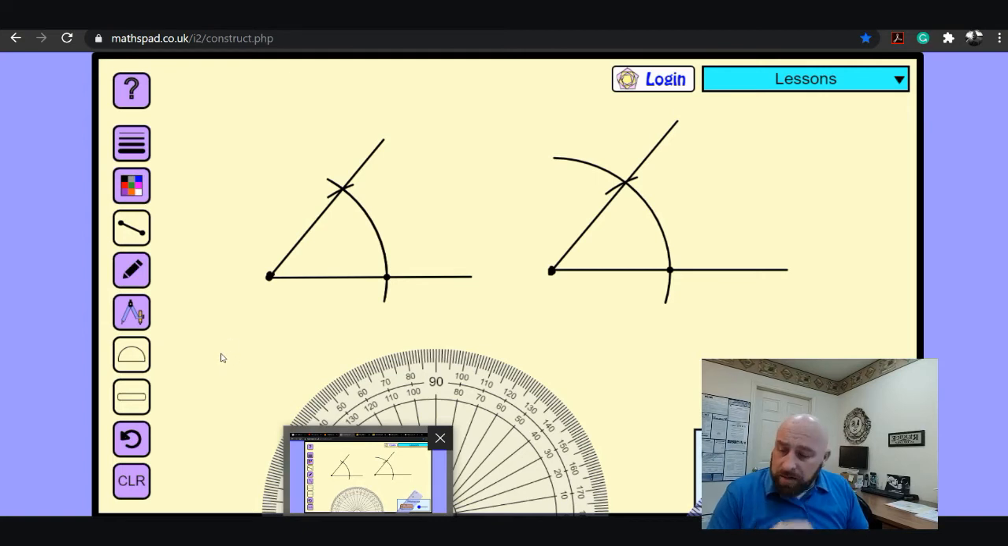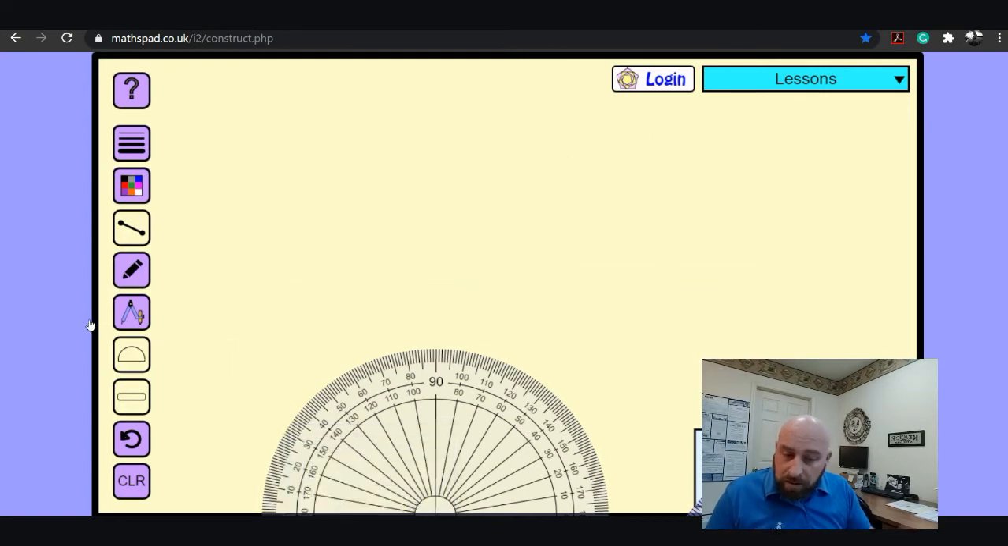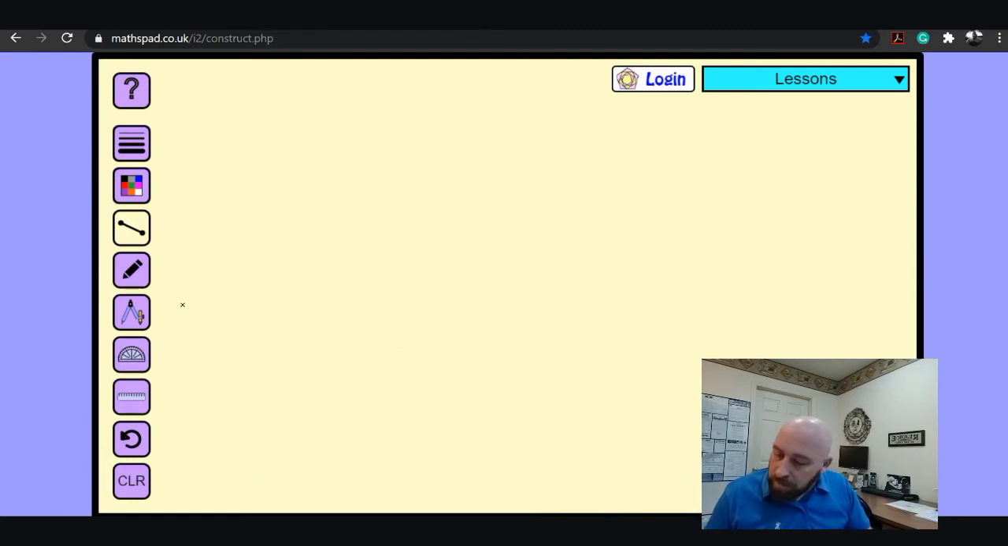All right, let's go ahead and go to the next one. I'll go ahead and clear this out. Let me get rid of the protractor and the straight edge. And the second construction that we're going to do today is on page 33, if you're looking in your book. And it's constructing a perpendicular to a given point.